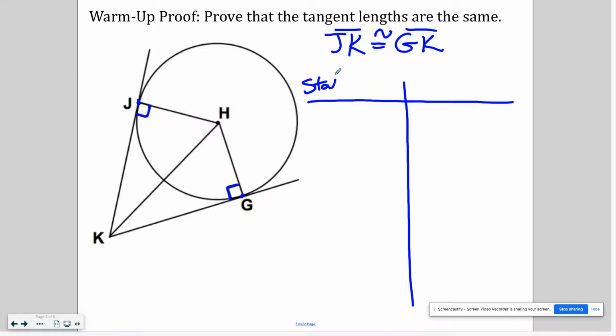Statement. Reason. Okay. What do we know? Well, we know we have tangent lines. I'm not going to write that down, but we really should know that. So, maybe I will. Let's write it down. KG and JK are tangents.